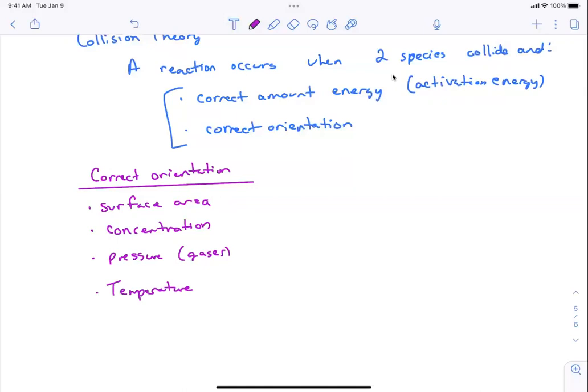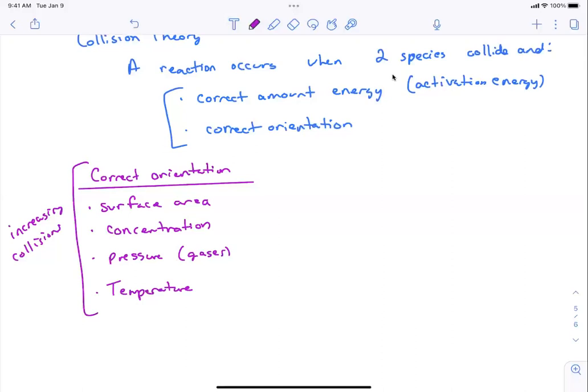And temperature. The faster the particles are moving, the more quickly they'll collide with each other, and therefore more possible correct orientation. So you're really just increasing the collisions here. That's what you're doing with these ideas, is you're increasing the number of collisions. That's how you get more successful orientation. You're not necessarily changing the energy of the particles. You're not necessarily making more of the collisions successful. You're just making the fact that you have more collisions, therefore by default you'll have more successful ones.